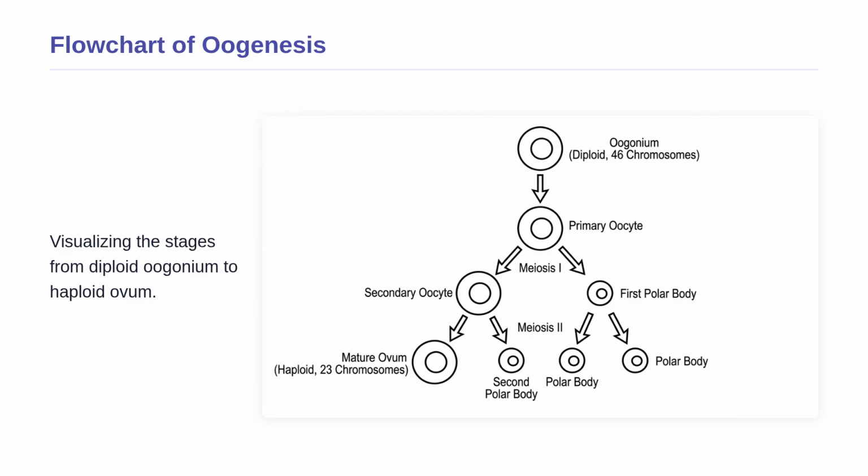Moving down to meiosis II, the secondary oocyte divides again, producing the large, mature haploid ovum with 23 chromosomes and a second polar body. Meanwhile, the first polar body also divides. This diagram beautifully illustrates the mathematical reduction of chromosomes and the physical reality of unequal cell division.